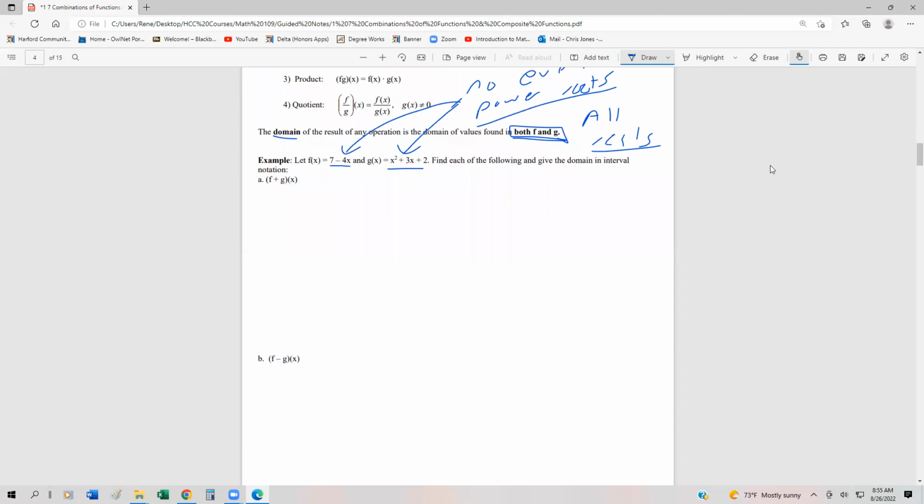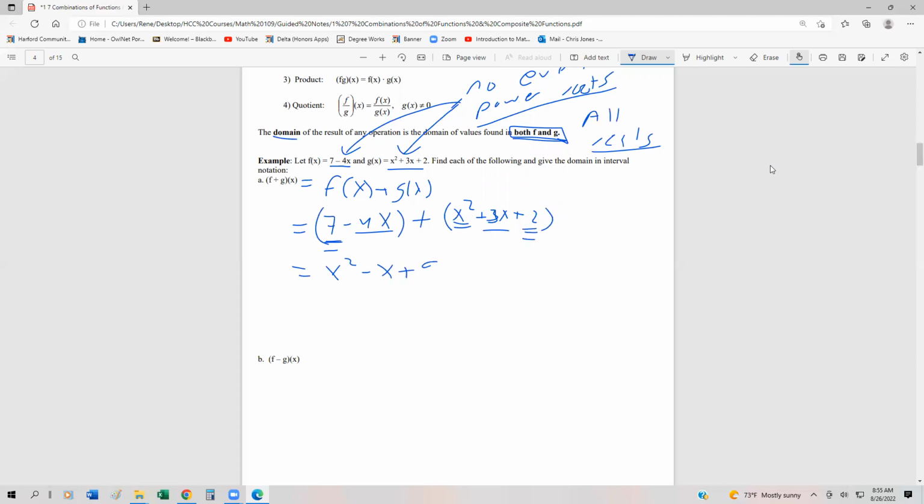So when we add two functions, this is just going to be equal to f at x plus g at x, which is going to be the same as 7 minus 4x plus x squared plus 3x plus 2. And this is merely combining like terms. Looking at the highest power variable, we have an x squared. Then we have a negative 4 and a positive 3, so that's going to be a negative x. And finally, we have a 7 and a 2. 7 plus 2 is 9. So this is the resulting function.